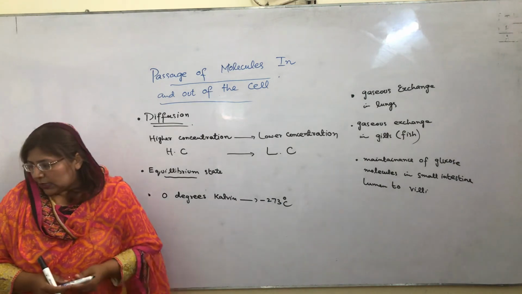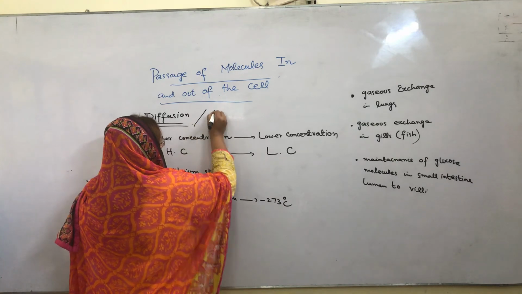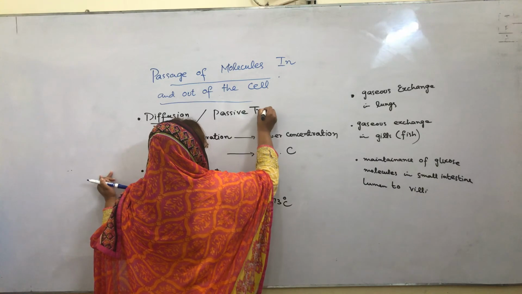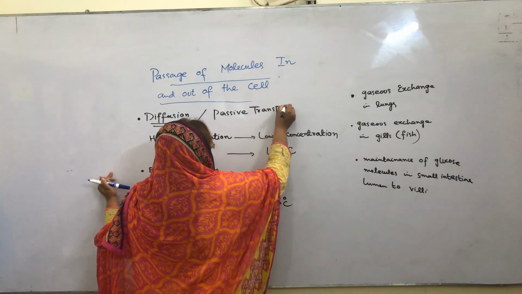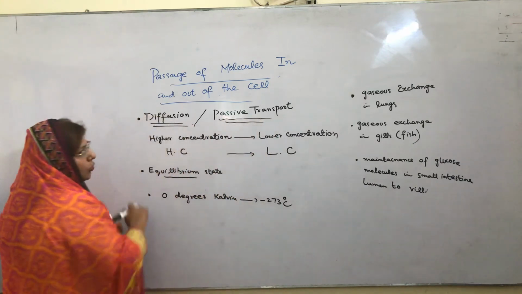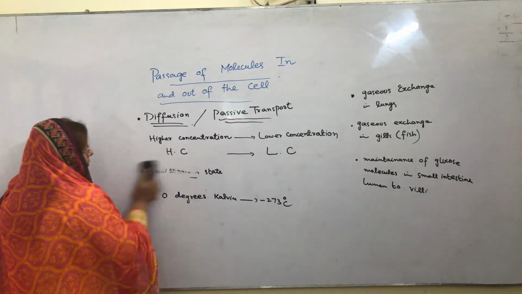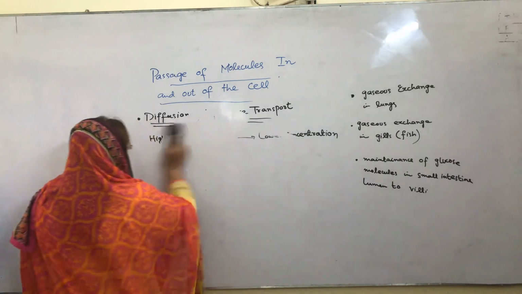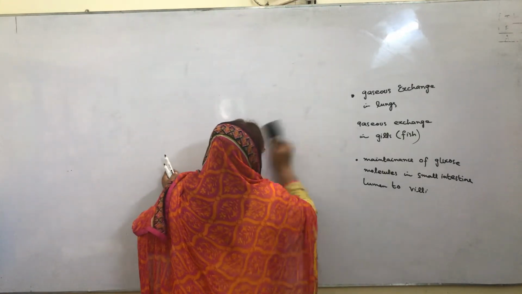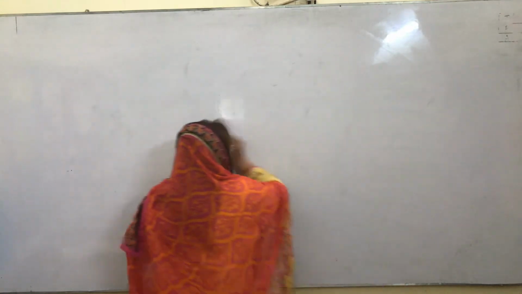So diffusion is a type of passive transport. If we talk about diffusion, passive transport is its category. Next one is osmosis, how osmosis happens in the body of the cell.